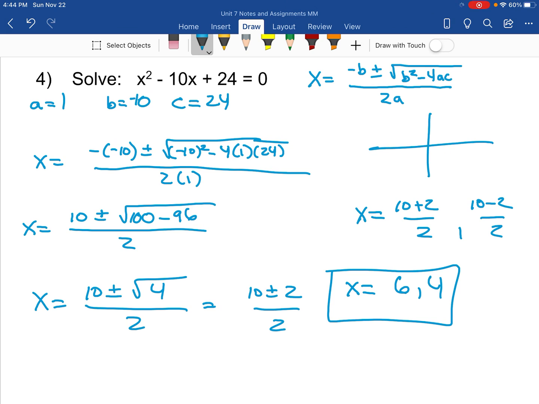And again, if you were to look at this, it crosses the x-axis at 4 and 6, it's a positive parabola. It faces up. You can plug this into y equals y1 in your calculator, graph it, and you should get a graph that looks very similar to this one.